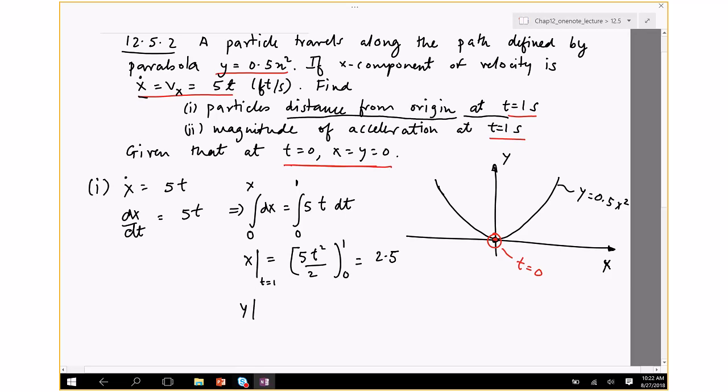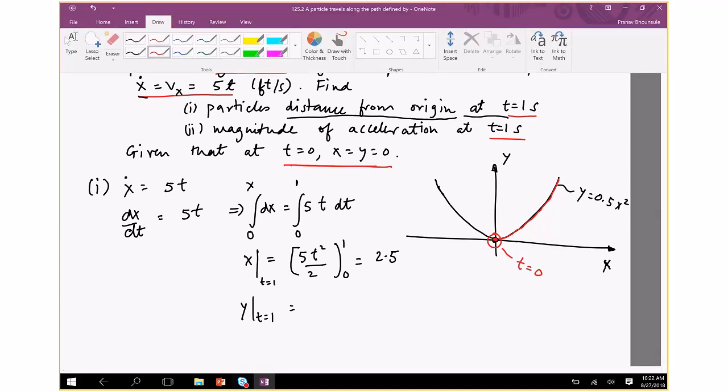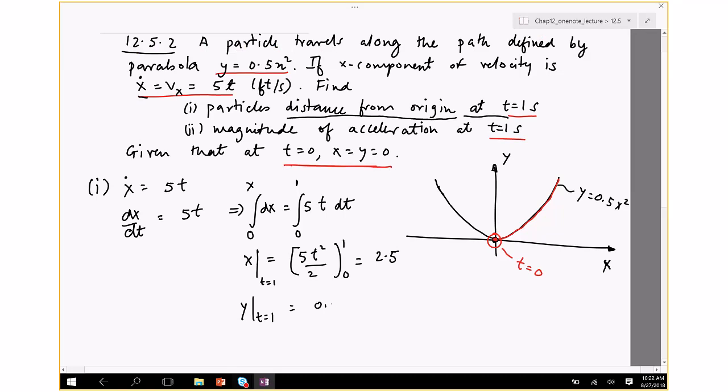What's the y position at t equals 1? Since the particle is confined to this parabola, if you know the x coordinate, then you can immediately find the y coordinate because it has to satisfy that equation, y equals 0.5x squared. So I simply put it in this equation, 0.5 times 2.5 squared. I think it comes out to be 3.125.